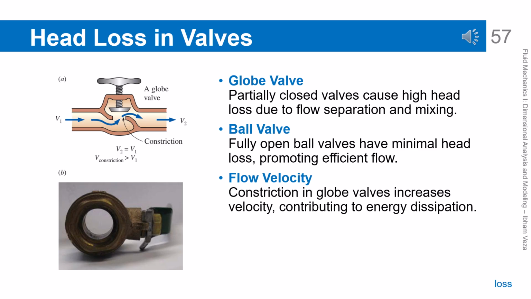Head loss in valves. Valves in piping systems cause energy losses because the flow experiences direction changes and area contraction. A partially closed globe valve produces strong flow separation and mixing, resulting in large head loss. A fully open ball valve provides a straighter flow path, and therefore much smaller energy loss. The constriction inside a globe valve increases local velocity and enhances energy dissipation. These differences are important when selecting valves for efficient system design.